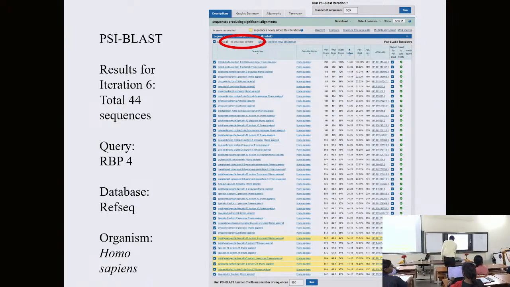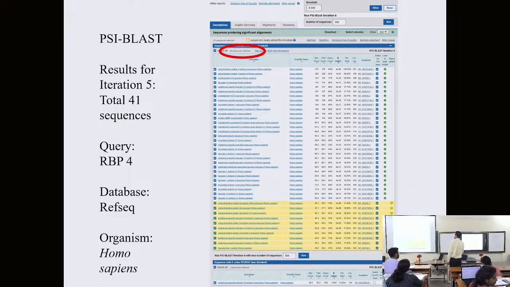So, for example, if you go back to iteration 5, you got all these hits, right? And now these new ones are also added in making the position specific scoring matrix. So now the matrix will change. Now the matrix is represented by even more members of this family, right? So the matrix is becoming more and more refined towards the family that the query sequence represents.